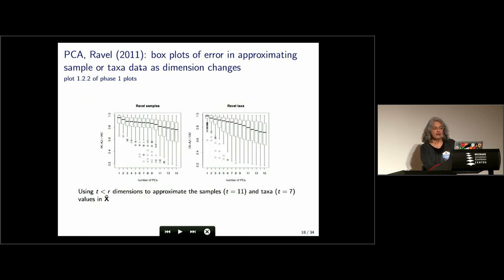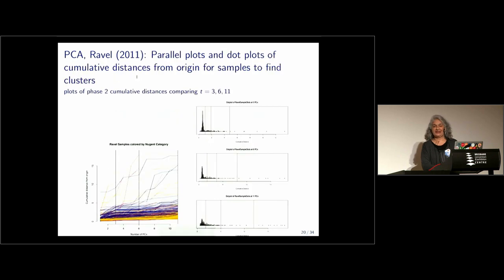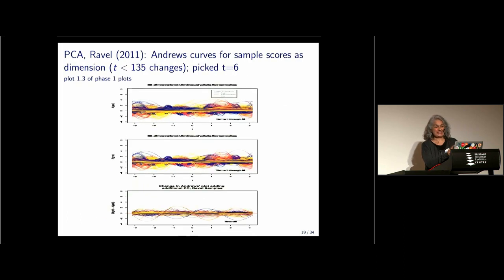Same thing with approximating the taxa and the sample scores. We can do the same sort of thing. Okay, the PDF works in Acrobat. It doesn't animate. Oh, it will animate, okay.